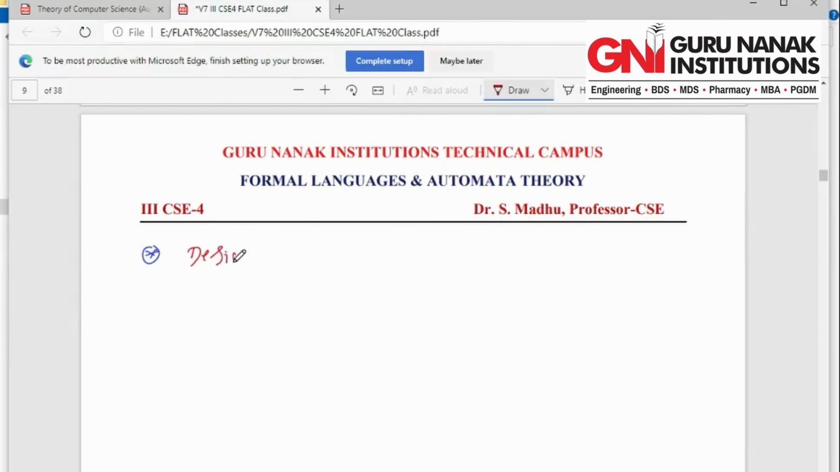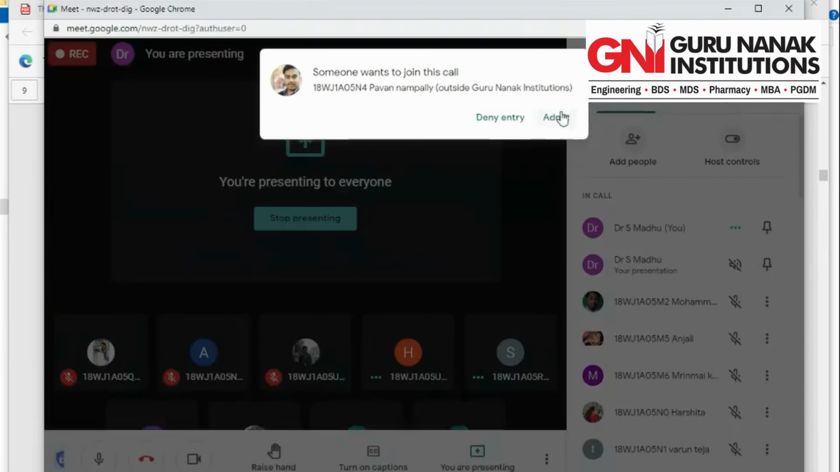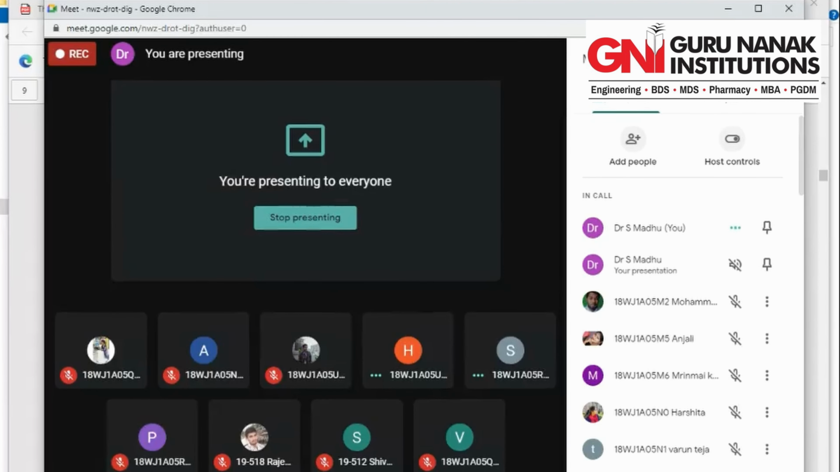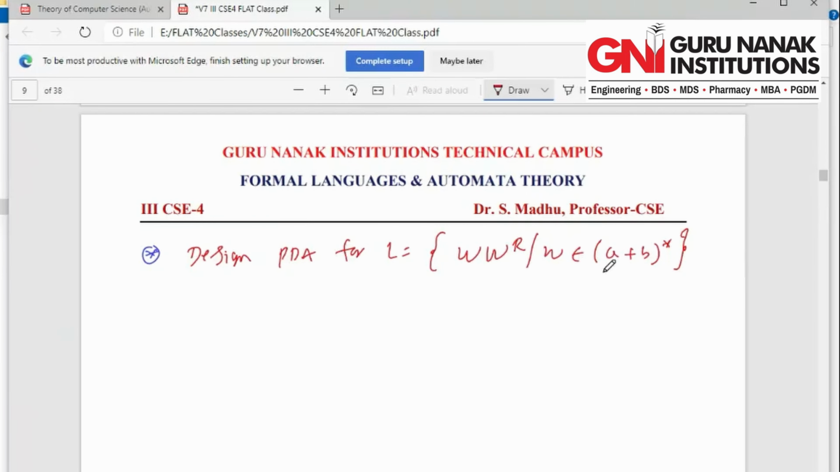Same way only, but the logic will be a little bit different. Only a small change. Write down the problem, all of you. Design PDA for L equal to W W reverse, W belongs to (A plus B) whole star. Is it clear now? Any difference? W belongs to (0 plus 1) whole star and (A plus B) whole star. Any difference is there? Tell me.